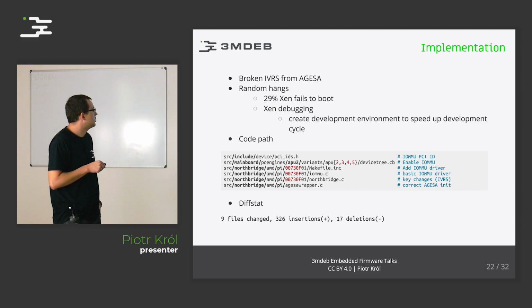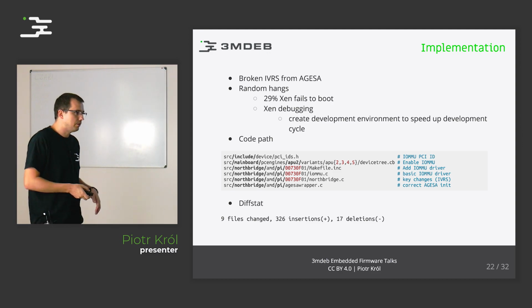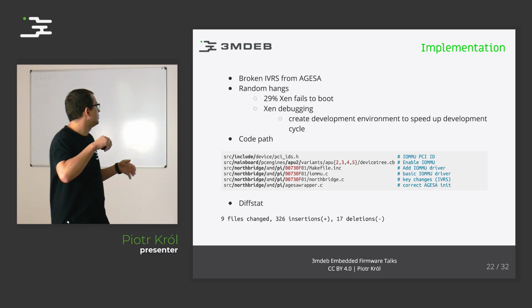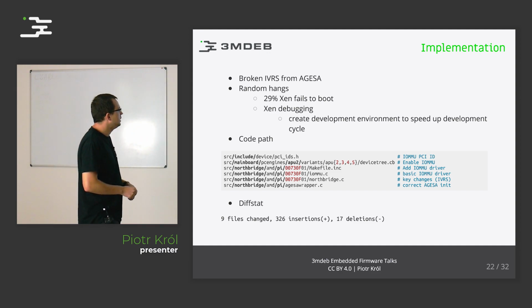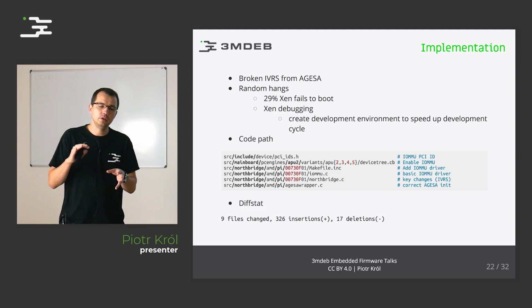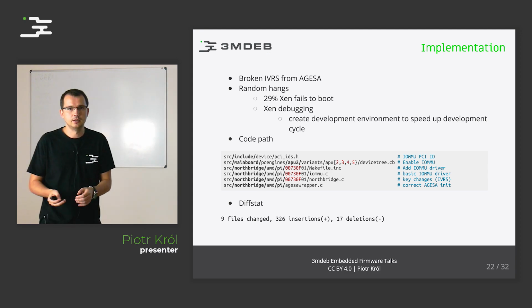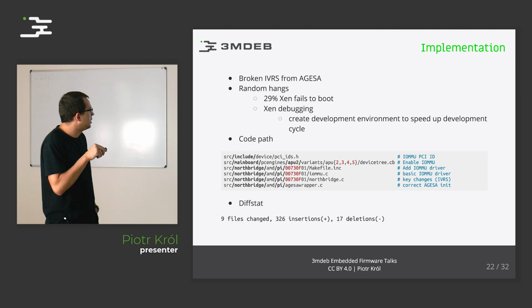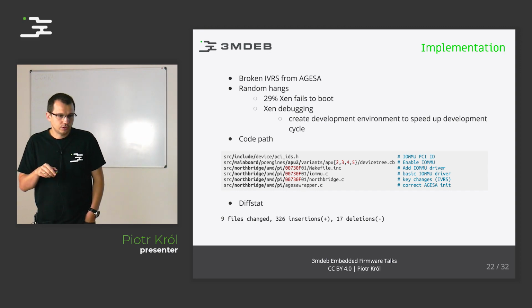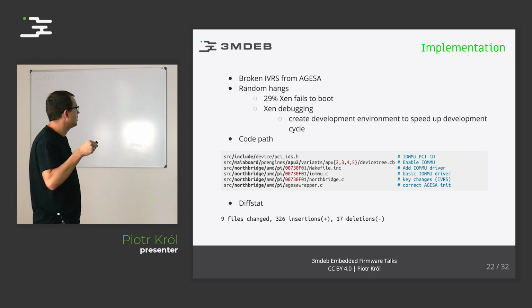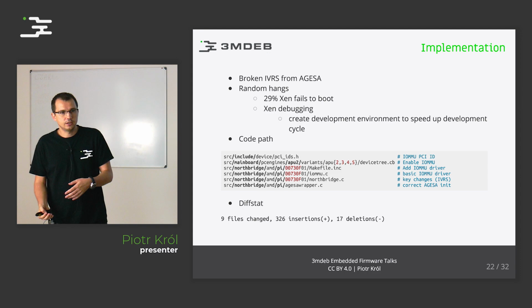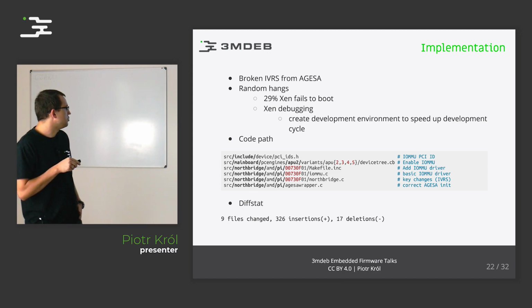Okay, so what's the state right now and what's the implementation? I told you about the broken IVRS. We have random hangs, like 29%. We have a remote testing environment which does automated testing, and we figured out that for 100 boots, we have 29% failures, and that's bad. And we really don't know at this point why that is. It's somewhere in the multi-processor initialization area. So I will debug that, and right now I just created the development environment with help of my friends at 3mdeb, and I'm trying to speed this up because I'm booting over PXE. I want to modify the Xen kernel and see what's going on, and hopefully soon we'll have some results.